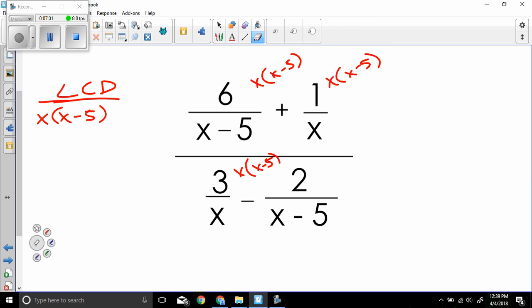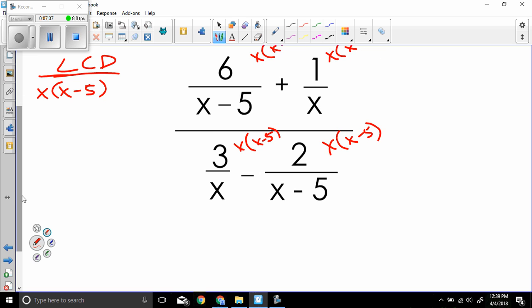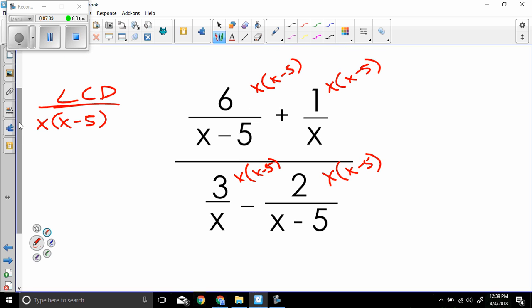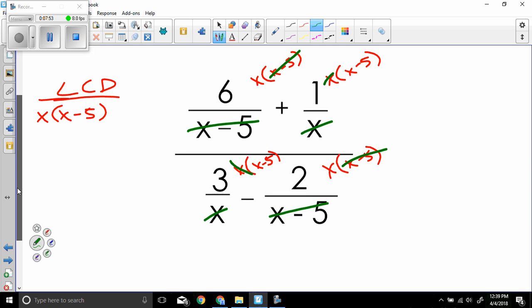That's a little sloppy. Let's make this one bigger. This is x times x minus 5. All right. After I've done that, stare at it again until you see it, but I have x minus 5, x minus 5. If I've done this right, I should get all this stuff to go away. x, x, x, x, x minus 5, x minus 5. Now it's just a matter of writing down what's left.